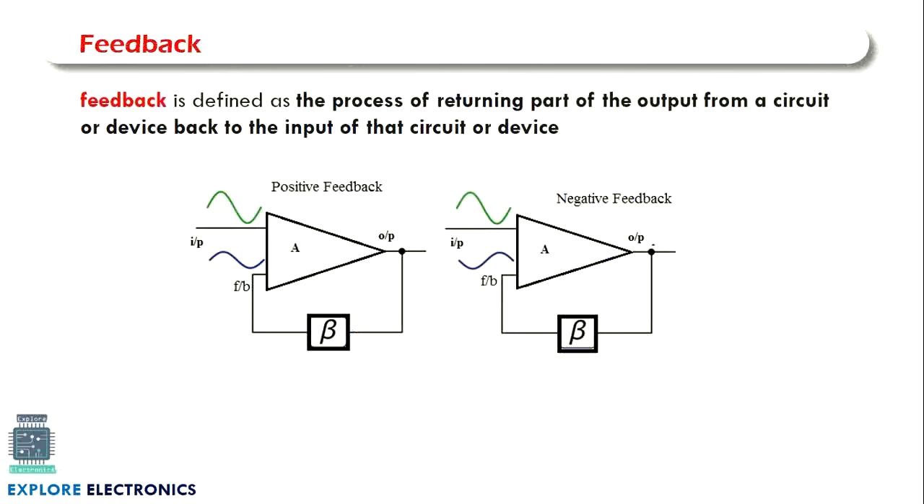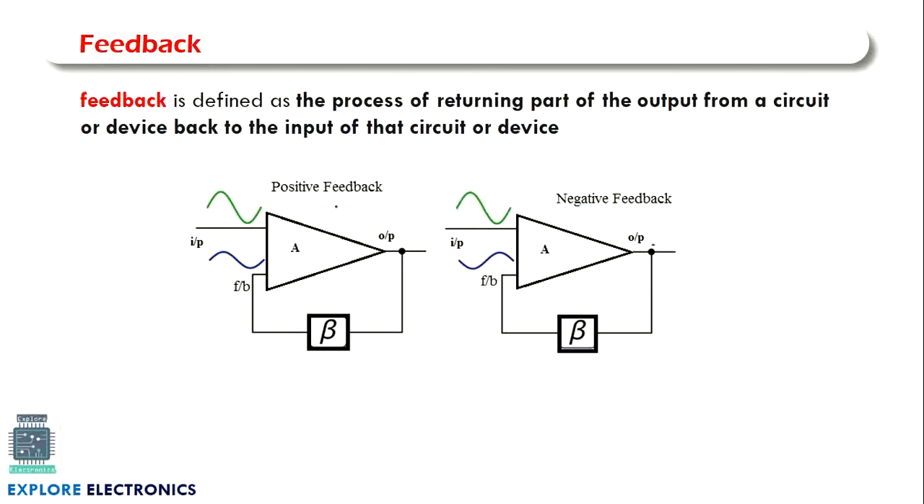And then the next concept with respect to the amplifier is feedback. What is feedback? Feedback is defined as the process of returning or giving part of the output from a circuit back to the input. Here in the figure you can observe there are two types of feedback. One is positive feedback, another one is negative feedback.